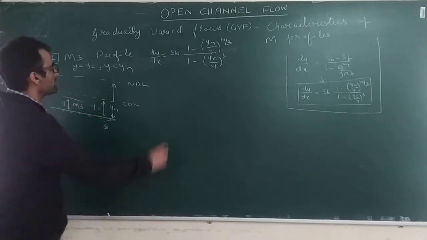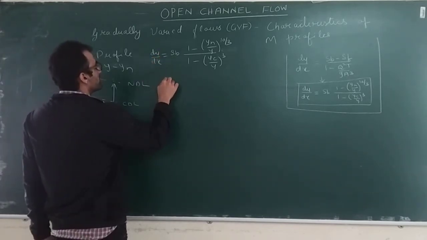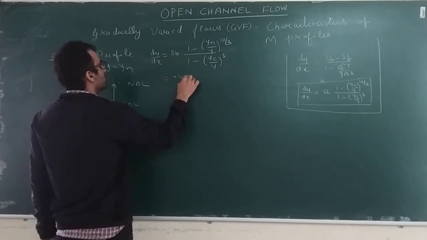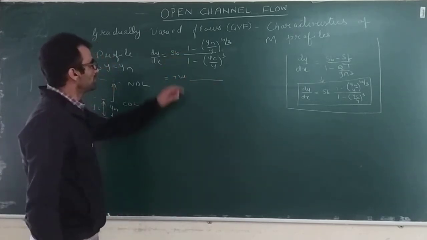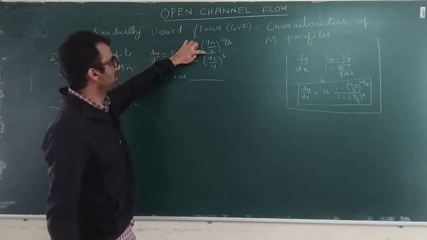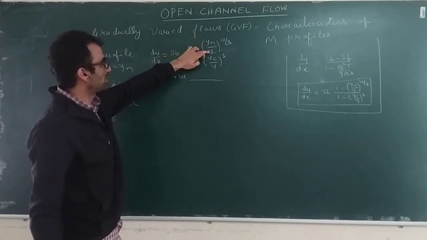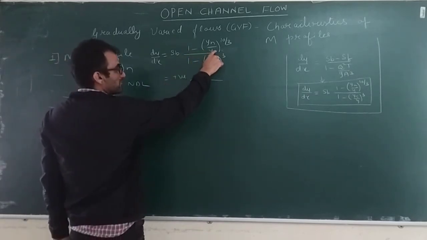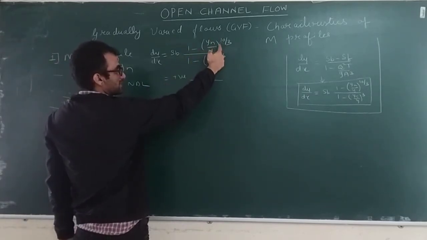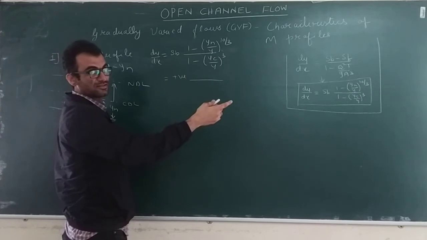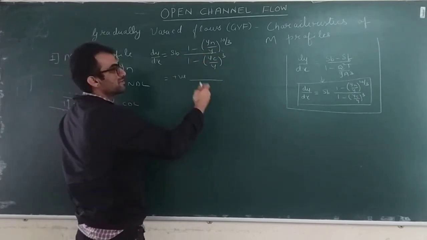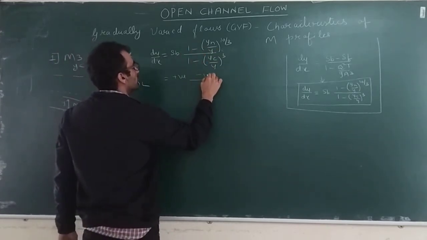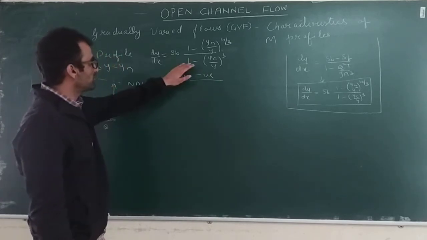So what happens to your dy by dx? See, SB is again a positive number. Now what happens to 1 minus (yn by y) to the power 10 by 3? Now yn is greater than y. So this number is more than 1, raised to 10 by 3 it again becomes more than 1. So 1 minus something more than 1 is a negative number. So the numerator becomes negative.